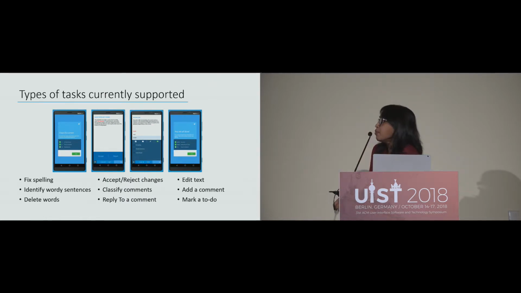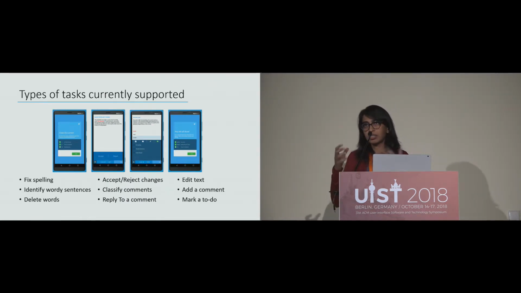So the type of tasks that are currently supported, and we are just starting to scratch the surface here. So we support simple tasks like fixing spellings, identifying wordy sentences. Once you identify a wordy sentence, you can go ahead and delete some of the words so that they become shorter. Accept or reject changes, something that we typically don't like to do, or we just do an overall accept or reject. Classify comments, reply to comments. You can even go into the text and start editing a little bit. We purposefully wanted to keep the editing piece limited because of the form factor and the difficulties in typing. We could add comments and mark to-dos.